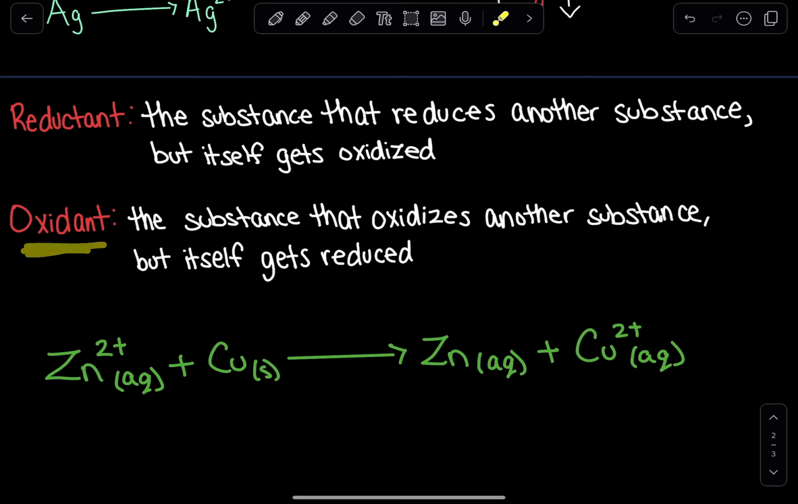Versus an oxidant is the substance that oxidizes another substance, but itself gets reduced. So essentially, the oxidant is the one that will be oxidizing another substance. What does that mean? So the oxidant is essentially gaining electrons, but the substance that it gains electrons from is going to be the donator, and the oxidant is essentially getting reduced because it's gaining the electrons, but it's oxidizing that other substance, which means it's stealing away electrons from that other substance.